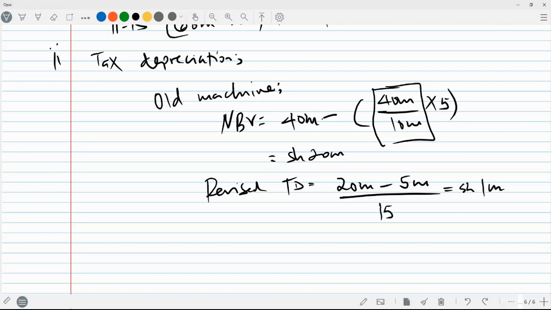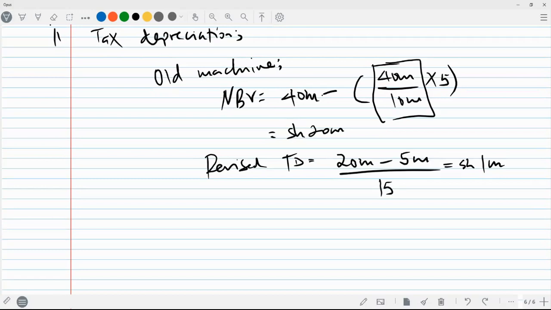So going forward, every year from the year 2020 to the year 2035, this company can claim an allowance, a TD of 1 million per year. Clear? Okay, that's for the machine. Question?